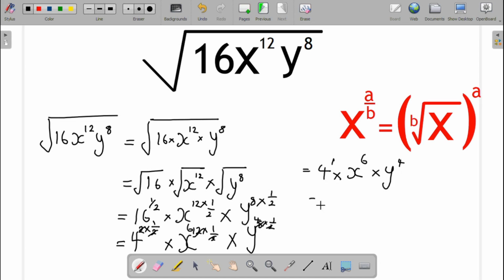Now, 4 raised to power 1 is the same thing as 4, times x raised to power 6 times y raised to power 4. This is equal to 4 x raised to power 6 y raised to power 4. As you can see, this cannot be simplified further. This becomes our final answer. So, the answer to the square root of 16 x raised to power 12 y raised to power 8 is equal to 4 x to the power 6 y raised to power 4. Okay, good.